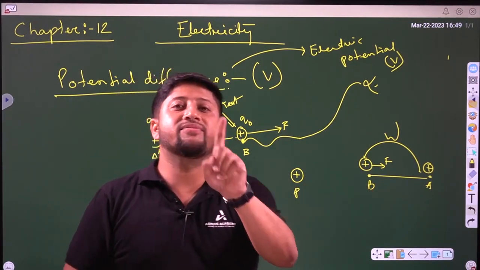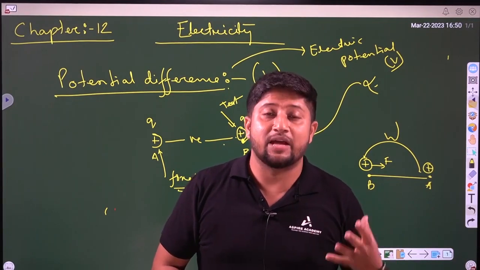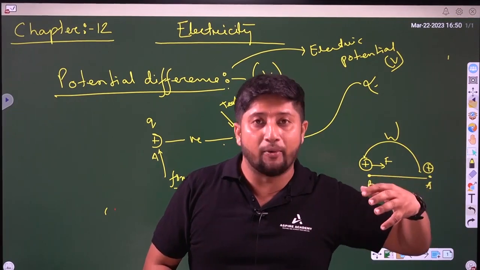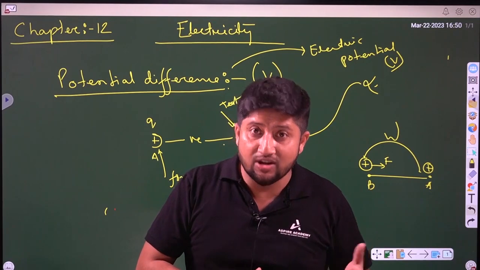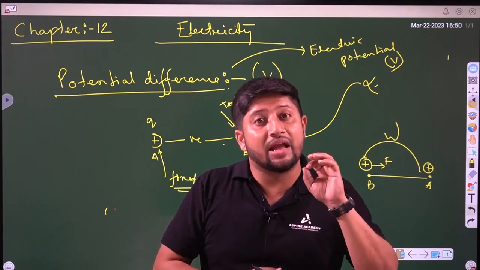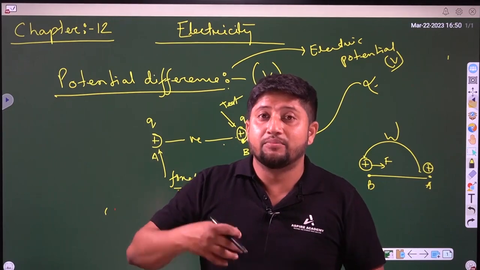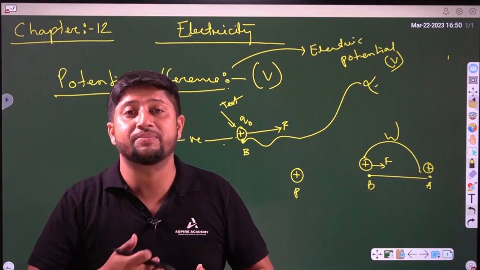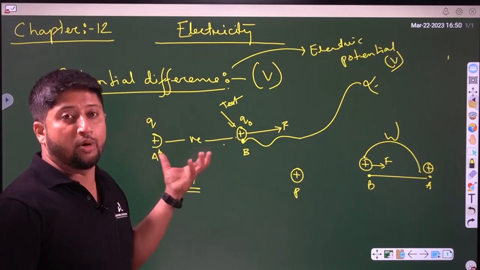So what is the difference between electric potential and potential difference? Electric potential is the amount of work done to bring a unit positive charge from infinity to that point against the electrostatic repulsion. Whenever the work is done to bring a unit positive charge from one point to another point against the electrostatic repulsion, it is called potential difference. So this is all about the concept of potential difference.